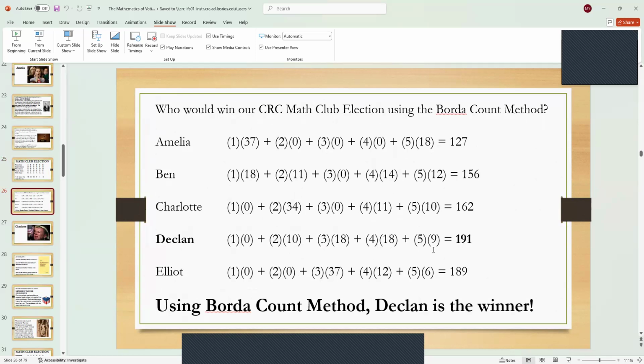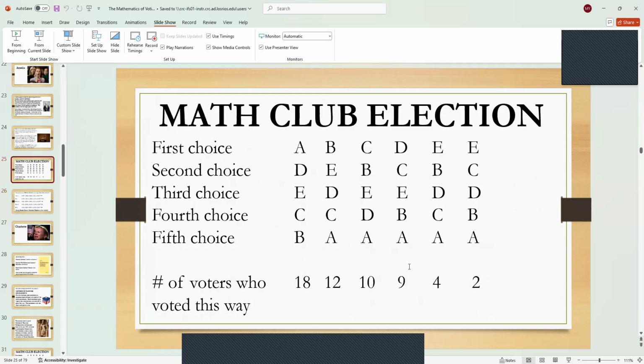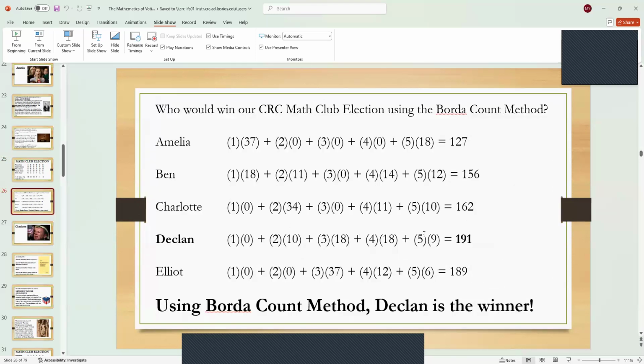And then finally, how many people voted Declan first? Apparently 9 people did. You get 5 points for every first place vote. That's because there's 5 candidates. Remember, the number of candidates determines how much a first place vote is worth. See the column with the 9? See how they had Declan on top? 5 points times 9. That's where the 5 times 9 comes from. If you go through all the math on Declan, you see it's 191, and that's the most out of anybody.